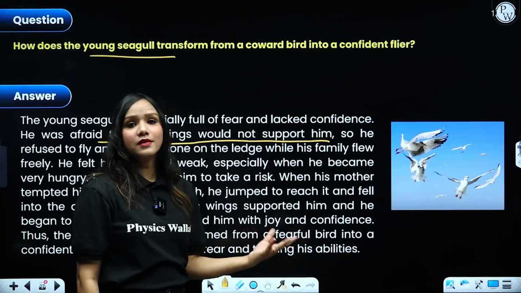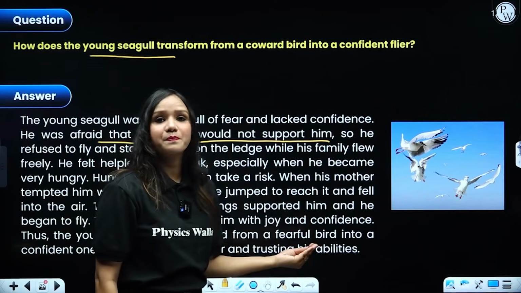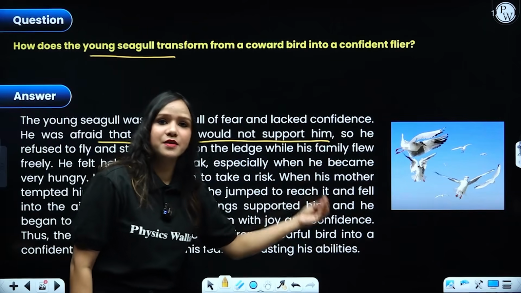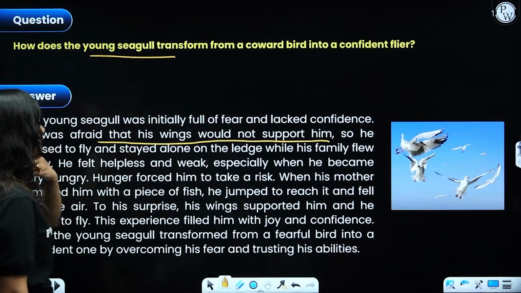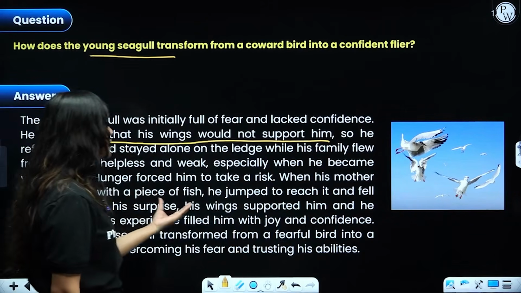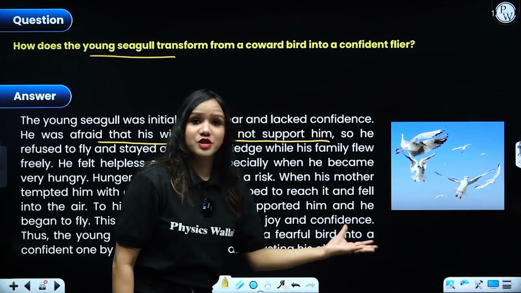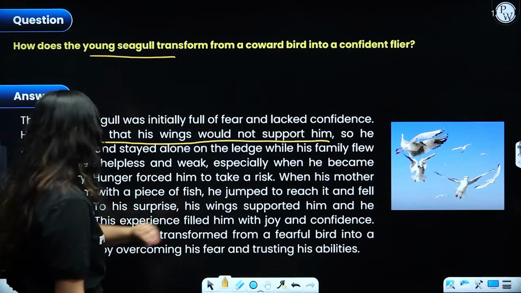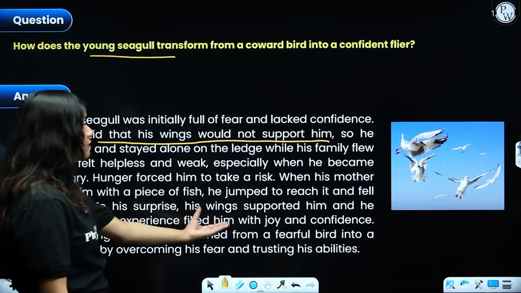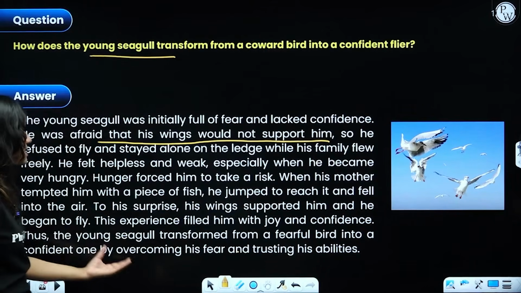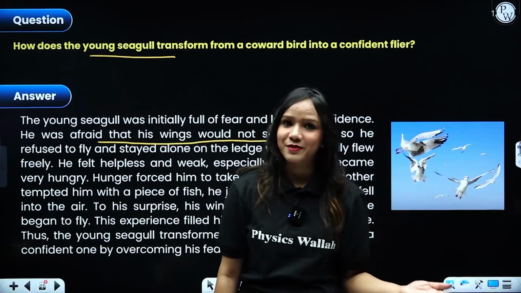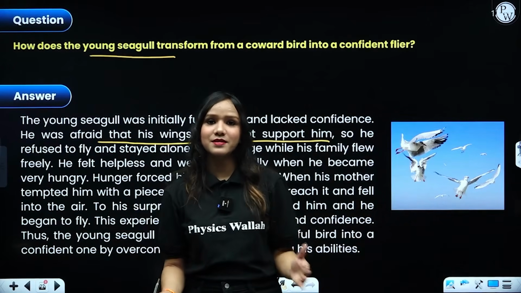They had already learned the fine art of flying, swimming and catching their prey, just like his elder brother did, right? When his mother tempted him with a piece of fish, he jumped to reach it, just because he was so mad with hunger, and this is how he took his first flight, right? His wings supported him at that time and he began to fly. This experience filled him with joy and confidence. Thus, the young seagull transformed from a very fearful and very scared bird into a very confident one. This is how you need to present your answer effectively.